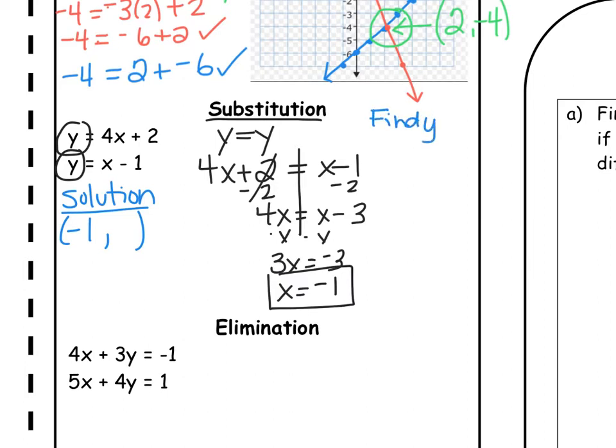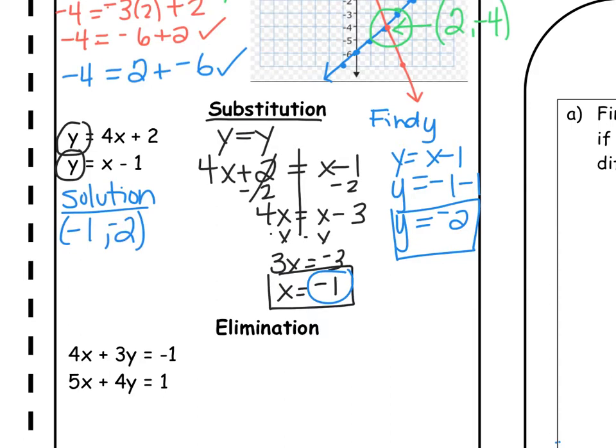I can pick either equation, and I'm going to pick y equals x minus 1. We're going to take out x, and we're going to plug in -1, and y equals -1 minus 1, so y equals -2, and that is the y value of our solution. And again, we can plug it into both of these equations. If I do 4 times -1, that gives me -4, and -4 plus 2 is -2. And obviously it works for this one because that's where we got our solution of -2.